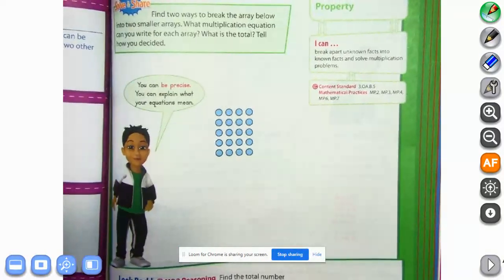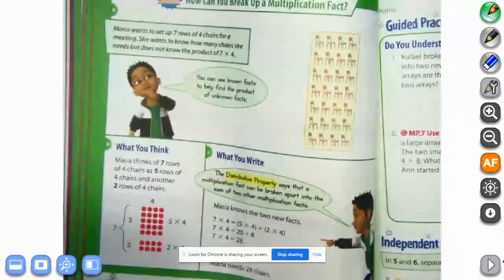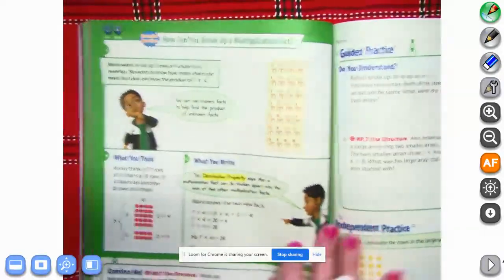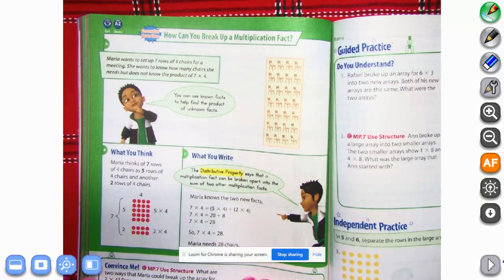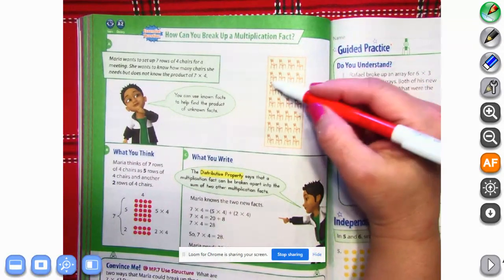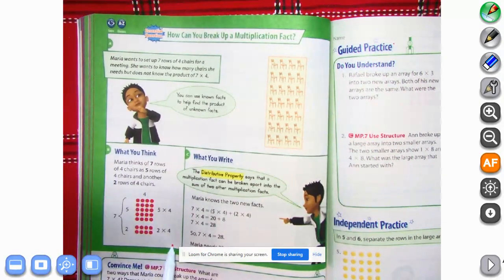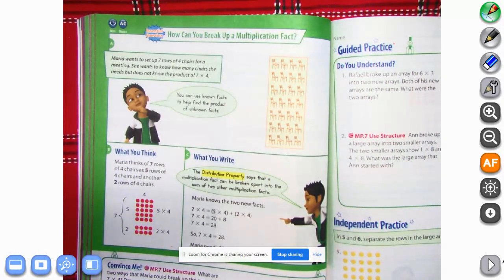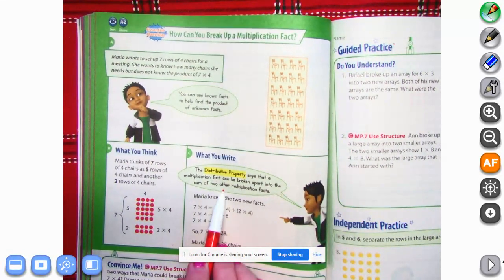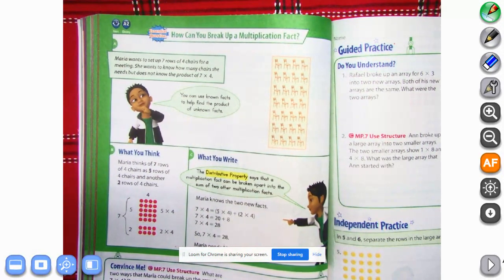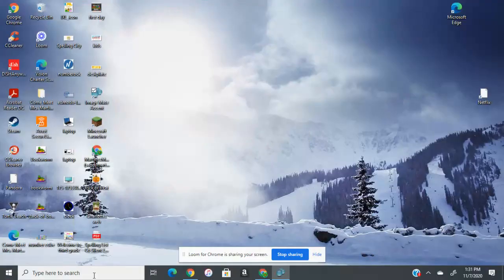Okay. So we're on page 110. Let's skip over here to page 110, and we're going to have that page open while we watch the video. So she wants to set up 7 rows of 4 chairs for a meeting. There are 4 chairs in a row, and there are 7 rows. So we're going to talk about how we can break that down into some smaller facts. It says the distributive property says that a multiplication fact can be broken apart into a sum of 2 other multiplication facts. So let's go back to the video, and we'll have them go over it with us.